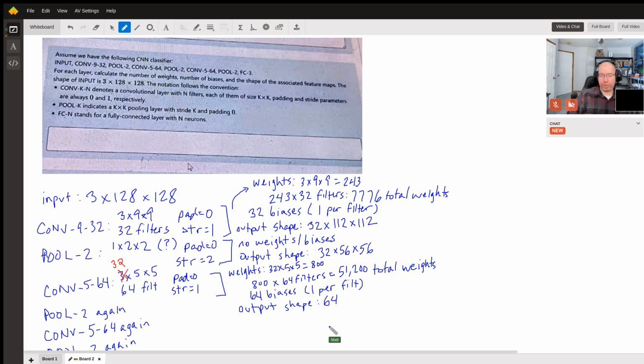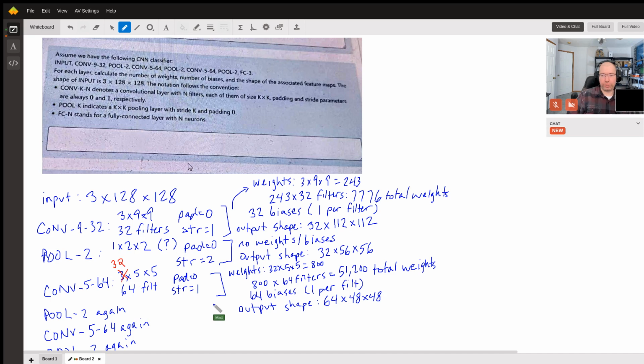Okay, so we have no padding and a stride of 1. And so it's a 5x5 filter, and the input shape was 56 by 56. So we're going to lose 4 on each end of each dimension. That's 52. So I think that's going to be 64 by 48 by 48, right? So 56 minus 4, 52 minus 4 is 48. Yeah. Okay. So I think that's good.